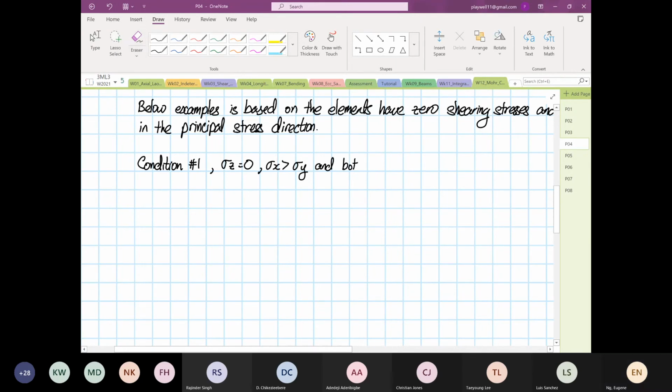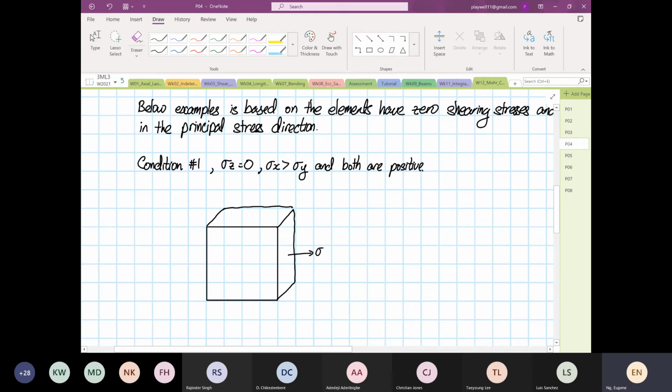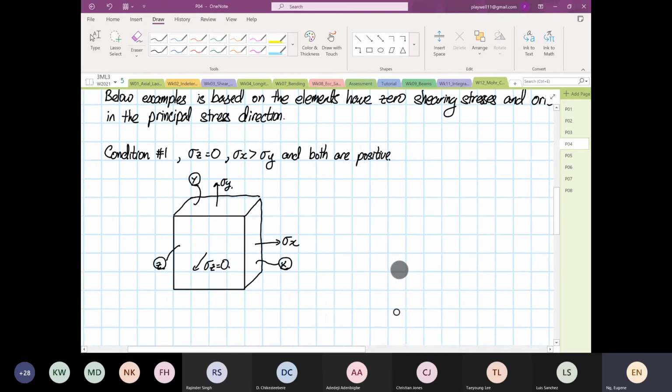Okay, so the transformation is still the same. I'm not going to draw the transformation again and again. So this is stress X, stress Y, stress Z is equal to 0. So I will put down this as point X, point Y, and point Z, right? So stress X is greater than stress Y, just to let you know.